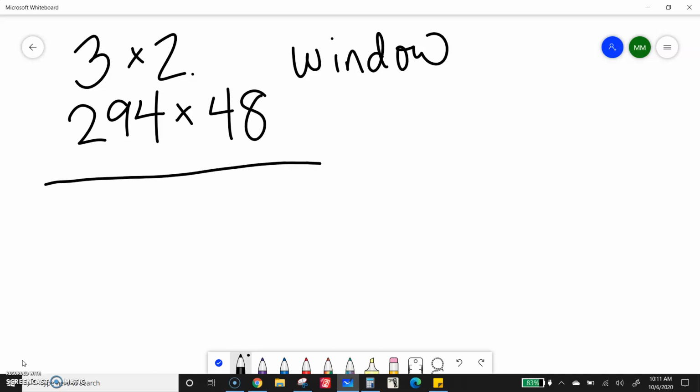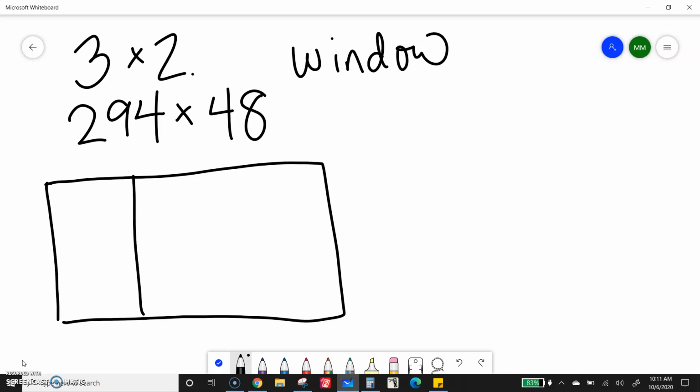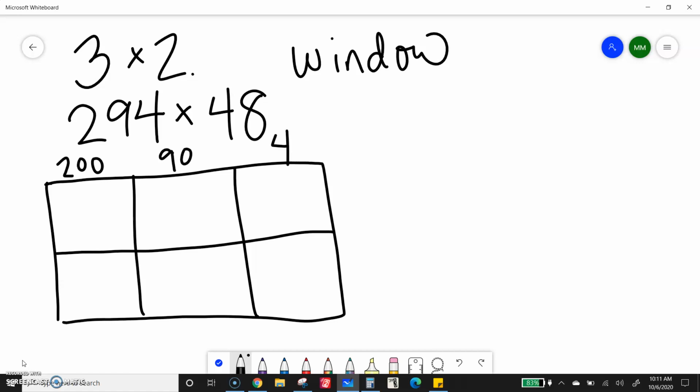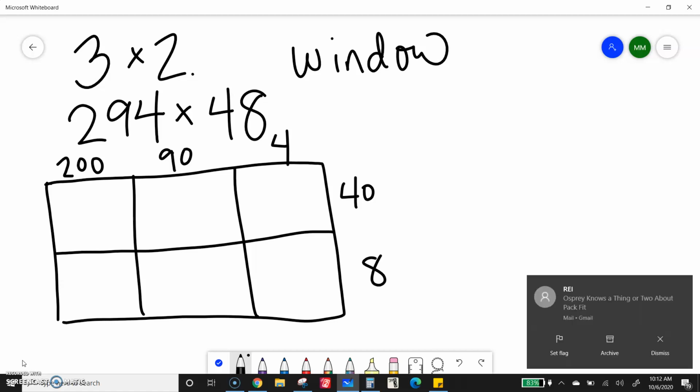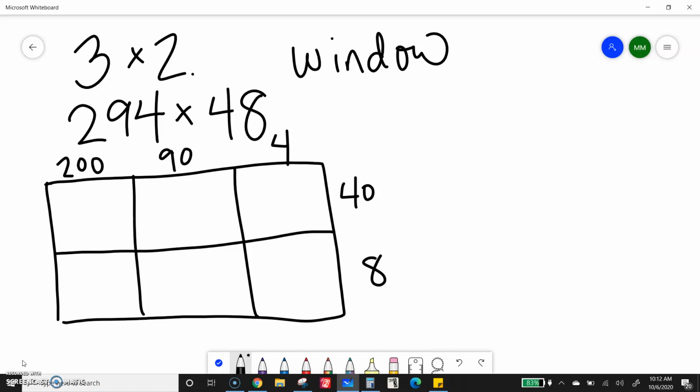I like to do the 3 across and 2 down, but it doesn't necessarily matter which way you do it. So, I have 294. Remember, I write the value of each place, not just the digit. And then 48. Now all I need to do is multiply. I trace my fingers together to figure out what goes where.